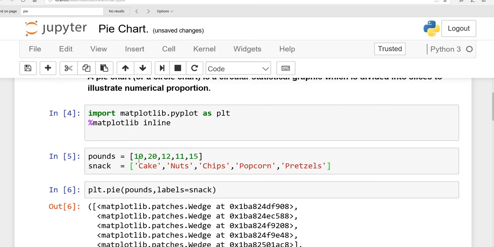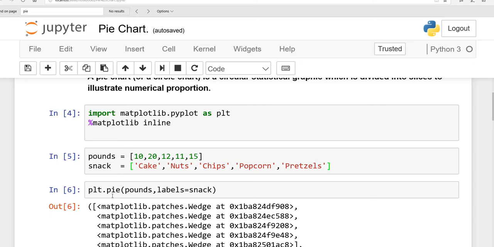Okay, so here I have made two arrays. One is the pounds, these are the numbers 10 pounds, 20 pounds, and so on. And this one we have snack. So suppose cake has 10 pounds, nuts we have 20 pounds, and so on. If we want to make a pie chart between these two parameters, you have to write down the plt.pie function.